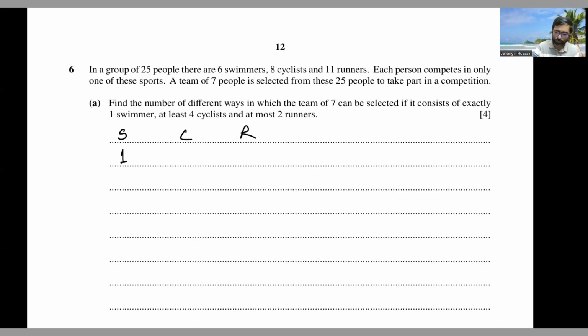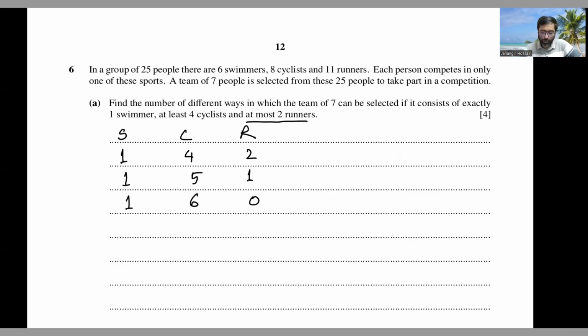Exactly one swimmer, and at least four cyclists, at most two runners. So exactly one swimmer, four cyclists, two runners. That's one of the possible teams. Now you can increase the number of cyclists. Number of cyclists can be five, in that case, runner is one. Then six, and the number of runners can be zero because at most two runners. So these are the possible scenarios.